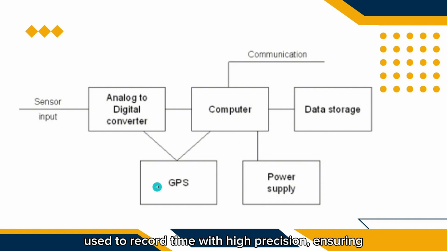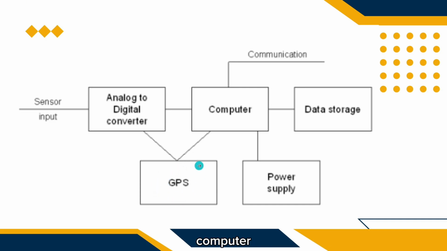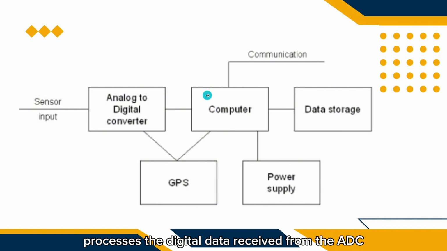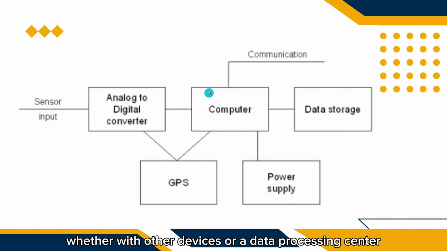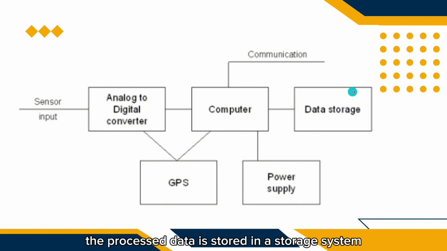GPS. Used to record time with high precision, ensuring the vibration data has an accurate timestamp for analysis. Computer. It processes the digital data retrieved from the ADC and manages communication, whether with a device or a data processing center. Data storage. The processed data is stored in a storage system for further analysis or archiving.